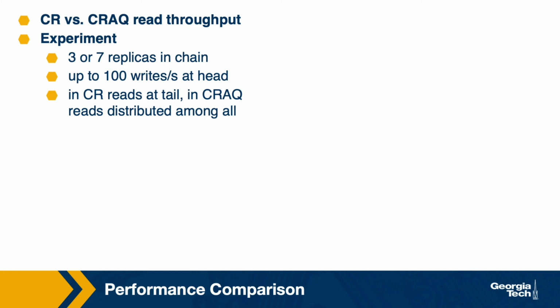In the experiment, the authors used a different number of replicas to form a chain, either 3 replicas or 7 replicas, and they use a workload that consists of a mix of writes and reads. All the writes are issued at the head node and are varied from 0 writes per second to 100 writes per second, so the rest of the workload is read-based. Remember, in chain replication, the reads are handled by the tail, and in CRAQ, they're going to be distributed among all nodes.